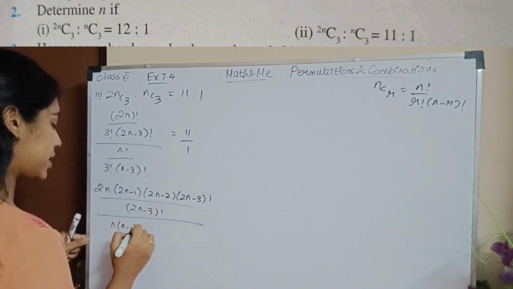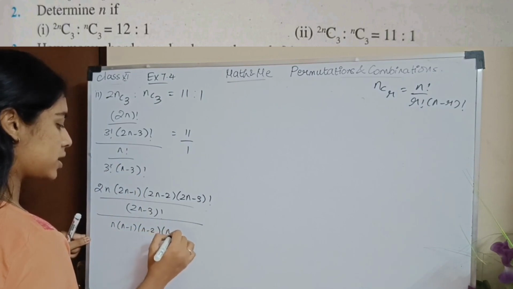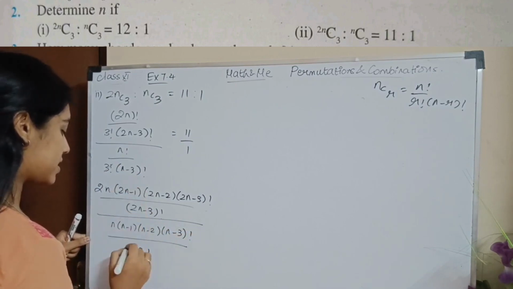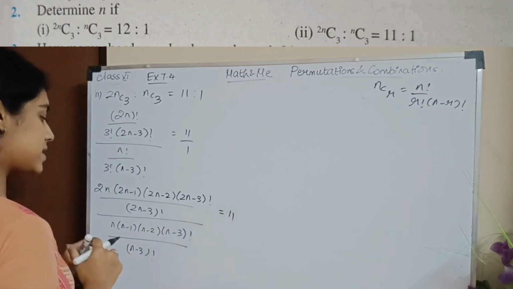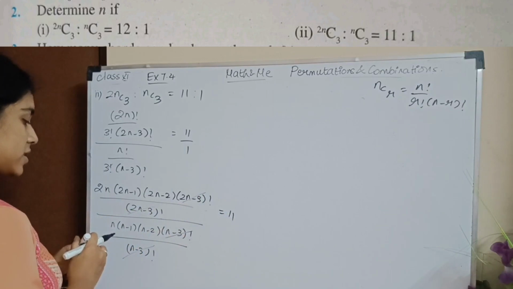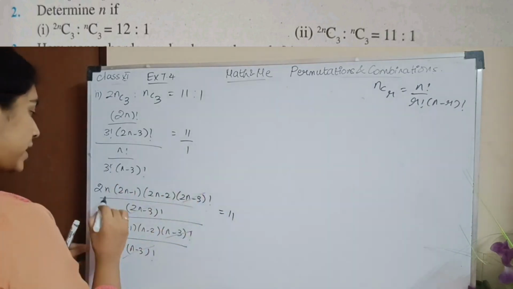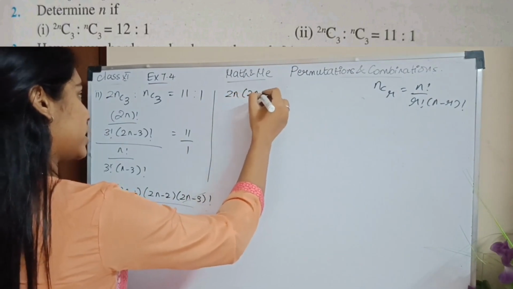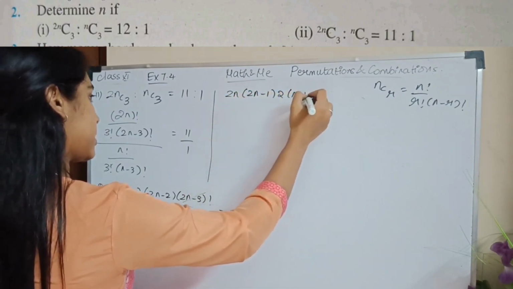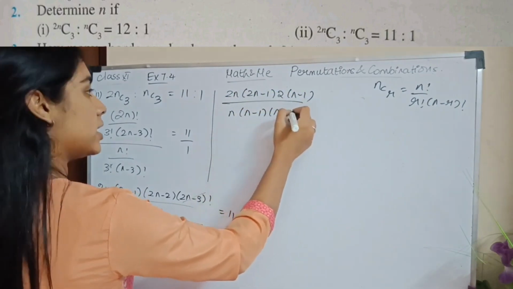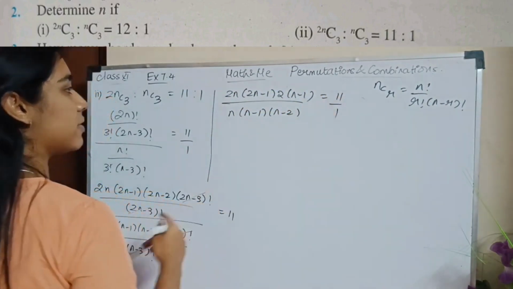n, n minus 1, n minus 2, n minus 3, the whole factorial divided by n minus 3 the whole factorial equals 11. So n minus 3 and n minus 3 cancel. So what am I left with? When I take 2 outside of this, I'll have 2 times n minus 1 divided by n into n minus 1, n minus 2 equals 11 divided by 1.